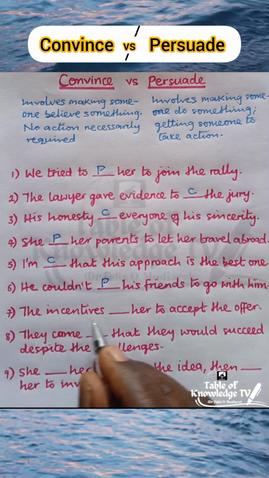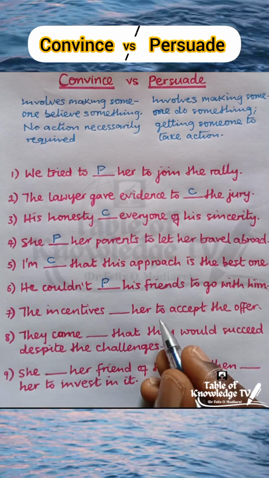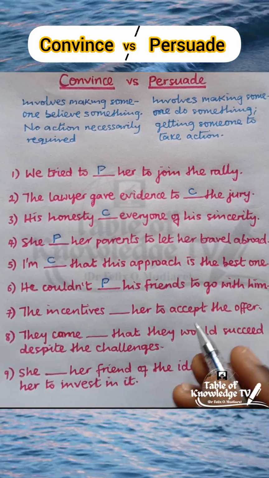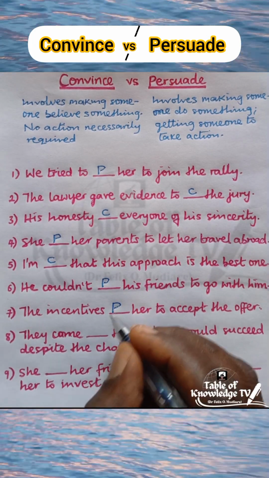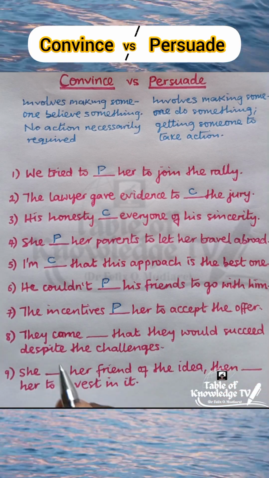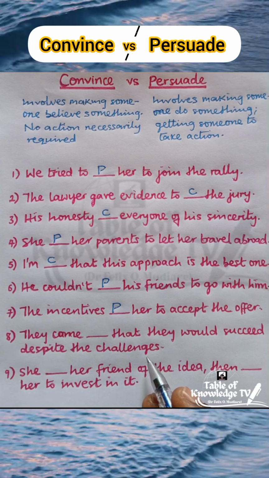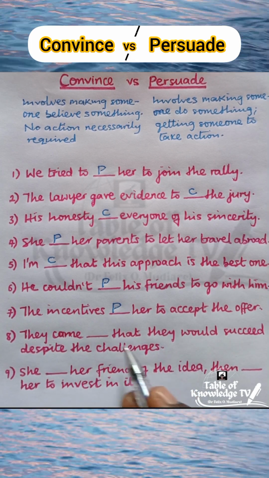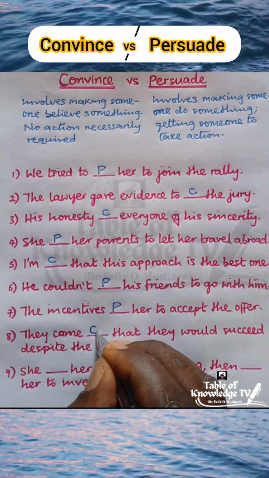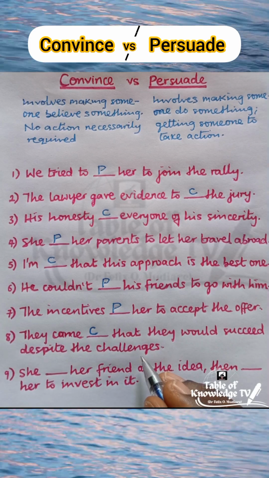Number 7, the incentives blank her to accept the offer. Here she is made to accept. It's an action. The incentive made her accept the offer. So here we need persuade. The incentives persuaded her to accept the offer. Number 8, they came blank that they would succeed despite the challenges. In other words, they came with the belief that they would succeed despite the challenges. So here we need convinced. They came convinced that they would succeed despite the challenges.